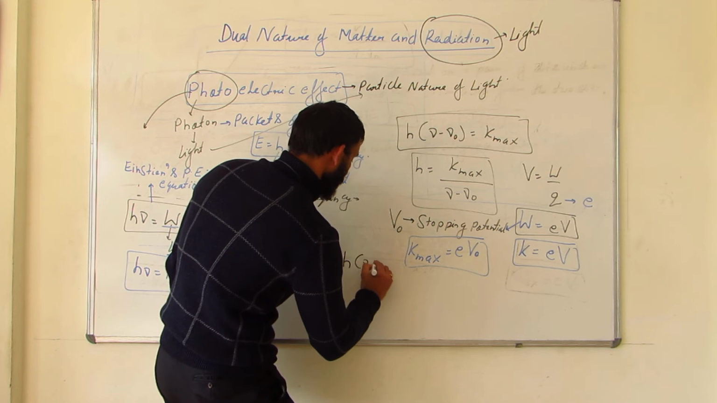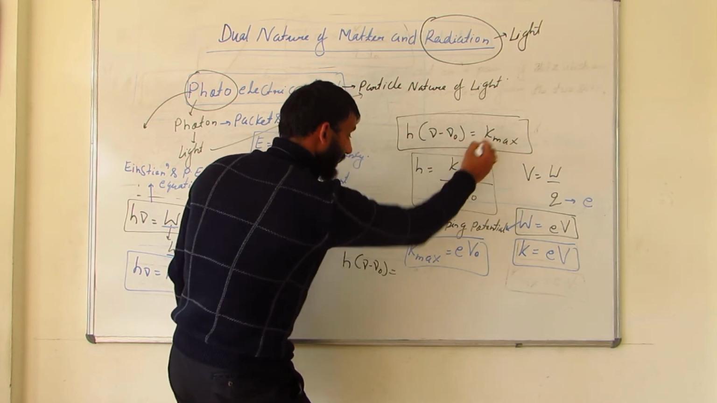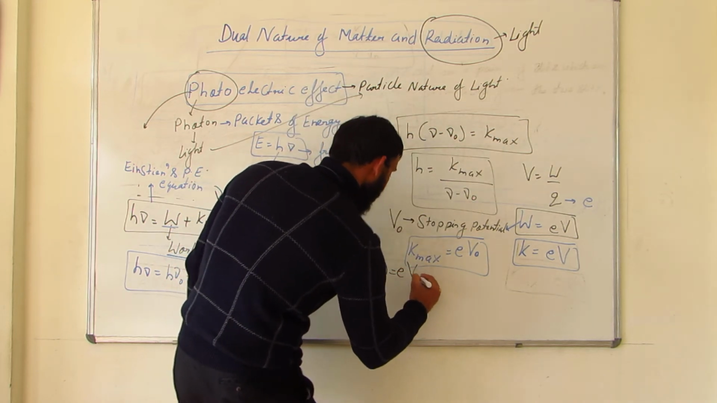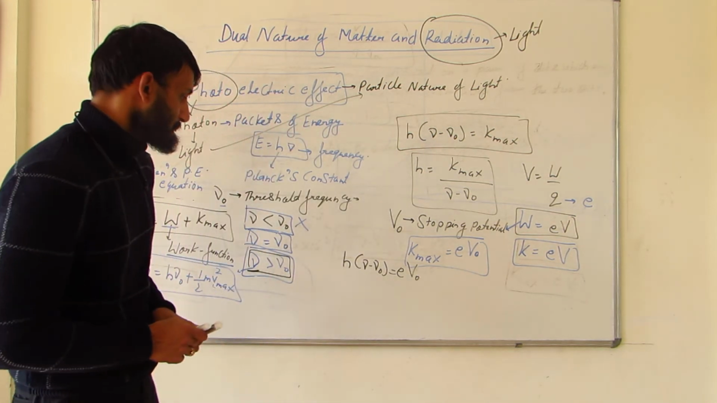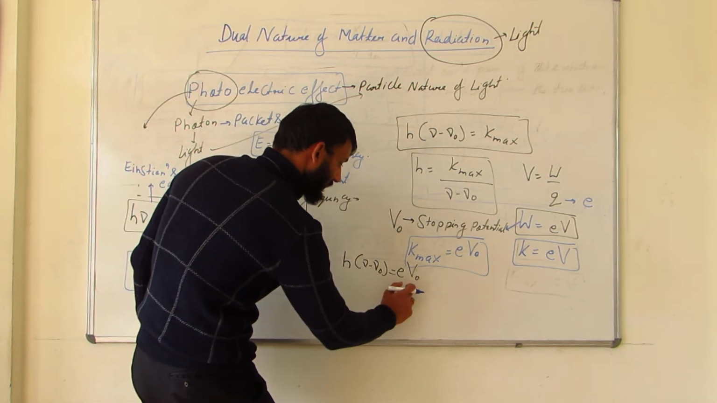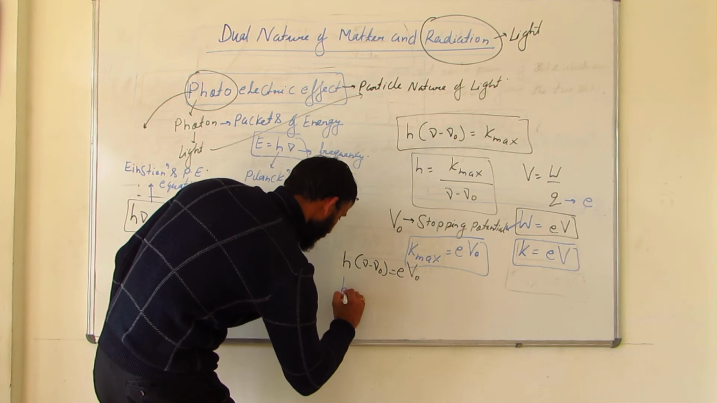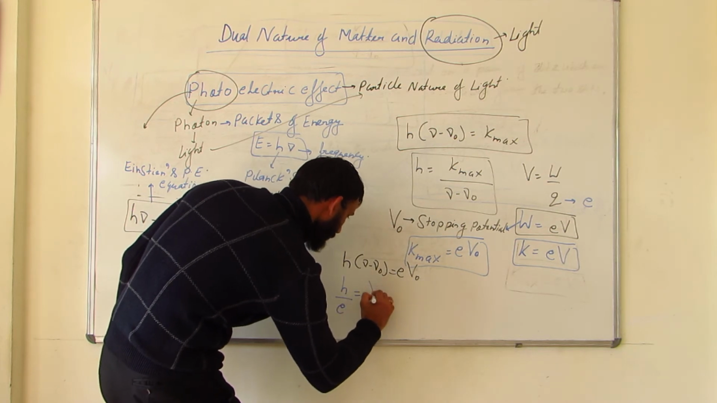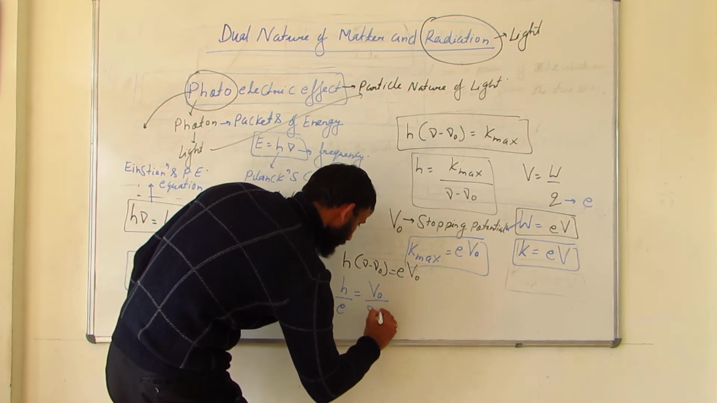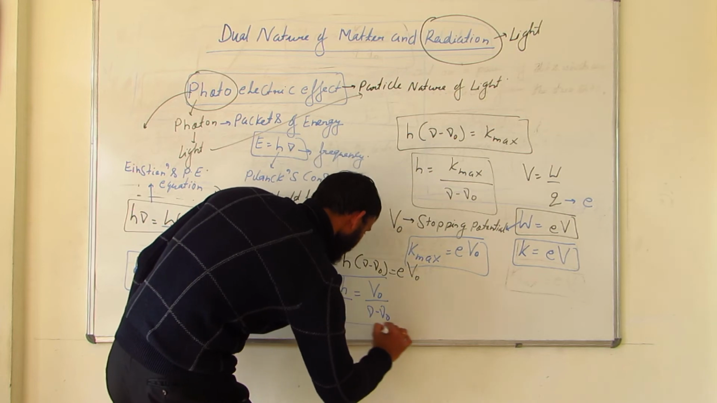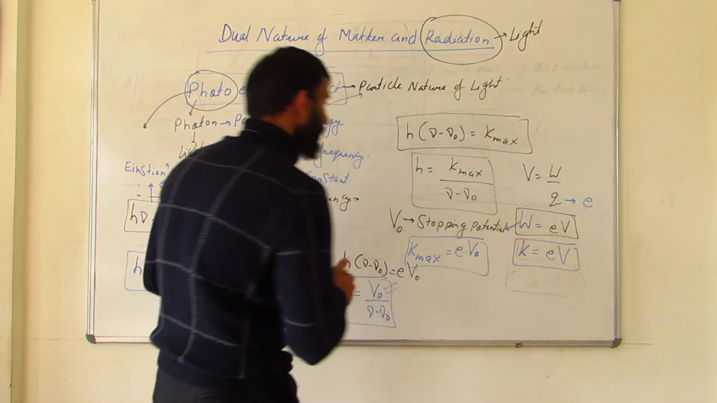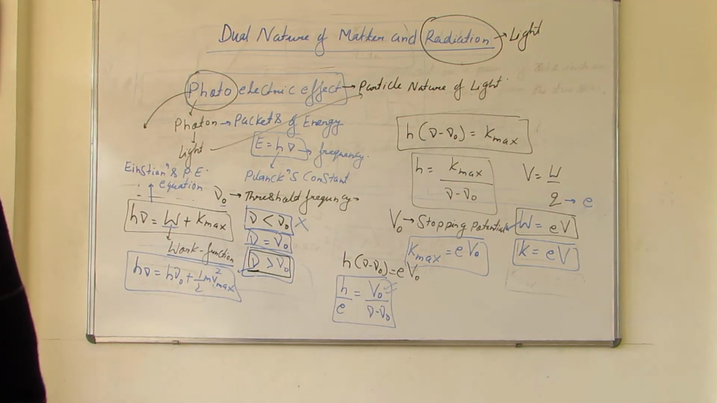h nu minus h nu naught. Instead of K max, I can write eV naught, and if I do that, I send e down there and bring it here. h upon e is equal to V naught upon nu minus nu naught. This is another important equation, and I think we can plot the graphs as well now.